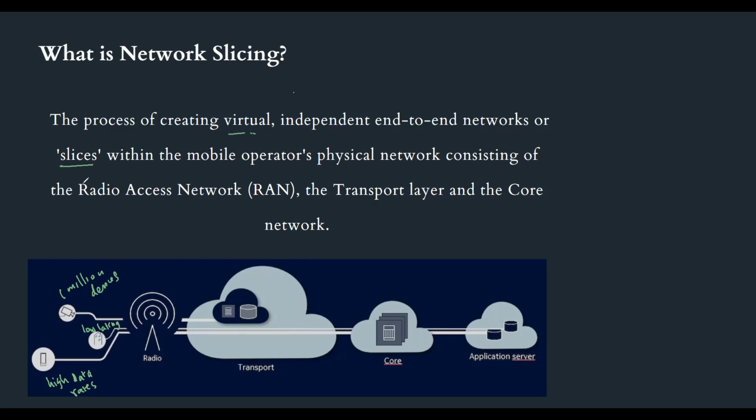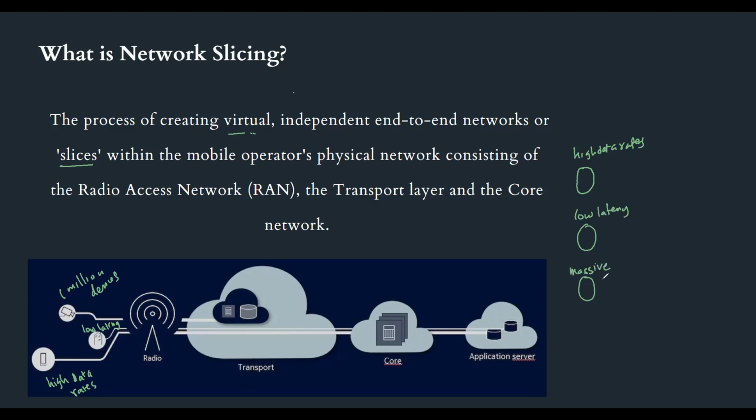So we will be basically creating slices to address different applications of the customers, so different customers can have different requirements. So as I said before, if there are three types of customers, one customer wants high data rates. Let's say just for this moment we will take like this. Another customer wants low latency. Another customer wants massive connectivity.